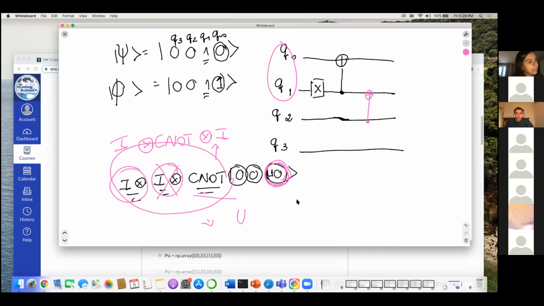If I want only an X gate, if it wasn't conditional, I would do this, and then I would put an X here. But I don't simply want to flip the last one. I want to flip the last one on the condition that this one is 1. So a CNOT acts on 2 qubits at the same time because it's a conditional.